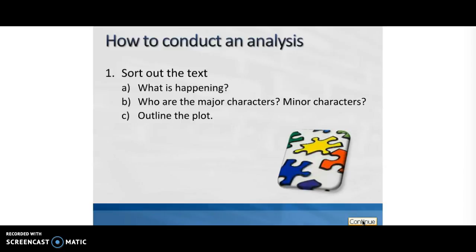What's the setting? Who's the speaker? All of these questions are questions a reader will ask just to figure out what's happening in the story. Make sure you have a firm understanding of the plot and the characters, and that's a good place to start when you're working with an analysis.